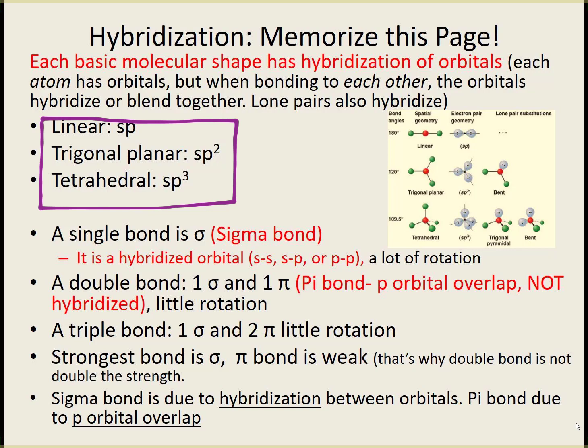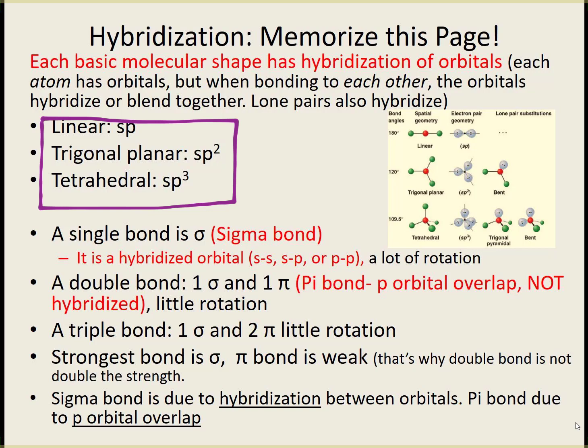I'm going to teach you how to answer the memorized question, and then I will explain the why later on. The why is a little bit complicated, but again, you will never have to explain the why. First of all, when you have a single bond, that is known as a sigma bond. And it is a hybridized orbital between two s orbitals, one from each atom, or an s and a p orbital, or two p orbitals, again, one from each atom.